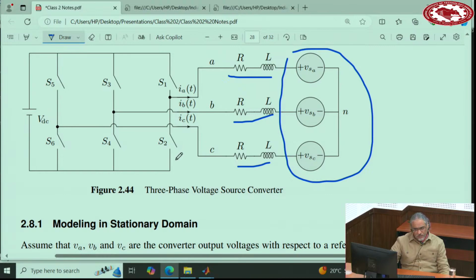So for modeling of this three-phase converter, there are two ways of modeling it mathematically. One way is in the stationary domain, and one way is in the synchronous reference frame. Both of them are common. Synchronous reference frame used to be more common. I'm going to explain both of them here, but when we get to chapter 7, in the last day of the class, we will use these models to control the converter.